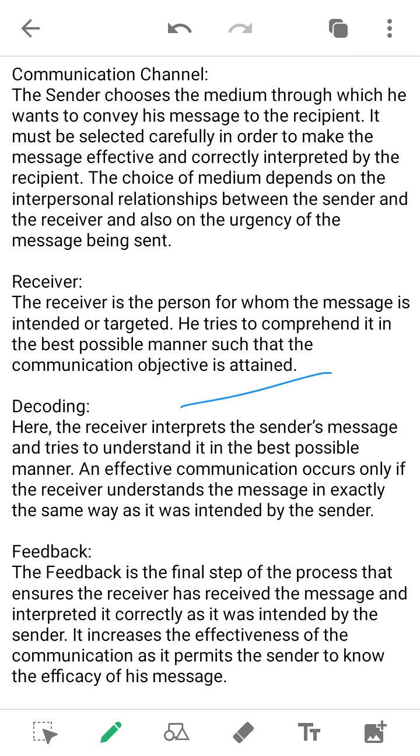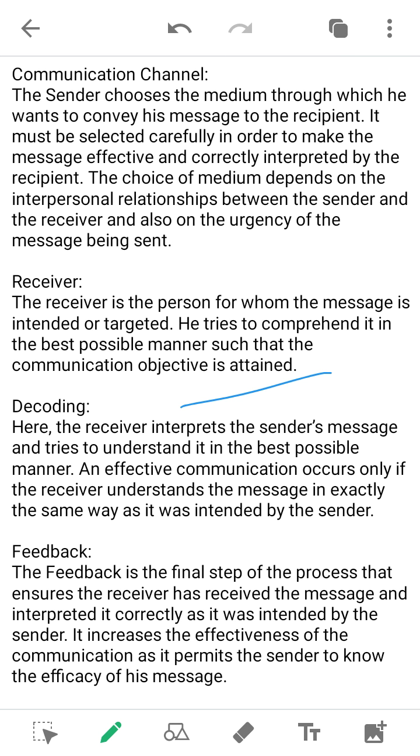Here he tries to comprehend it in the best possible manner such that the communication objective is attained. And decoding: here the receiver interprets the sender's message and tries to understand it in the best possible manner. An effective communication occurs only if the receiver understands the message in exactly the same way as it was intended by the sender. And last of all, feedback.